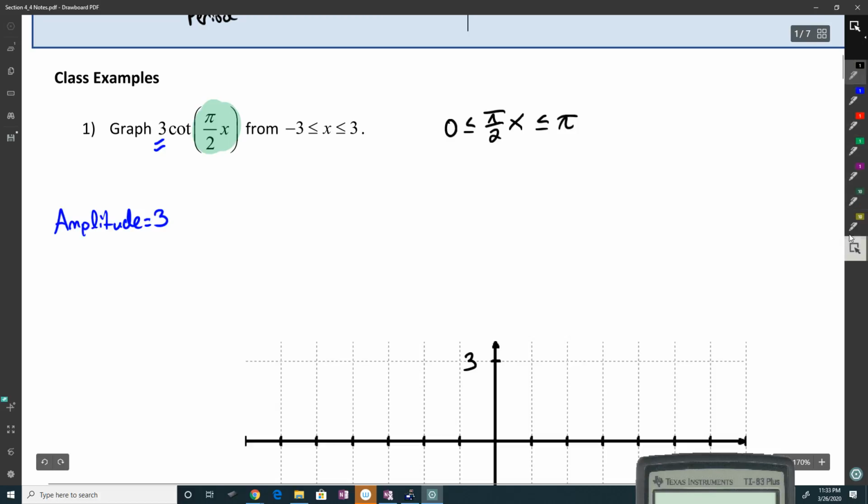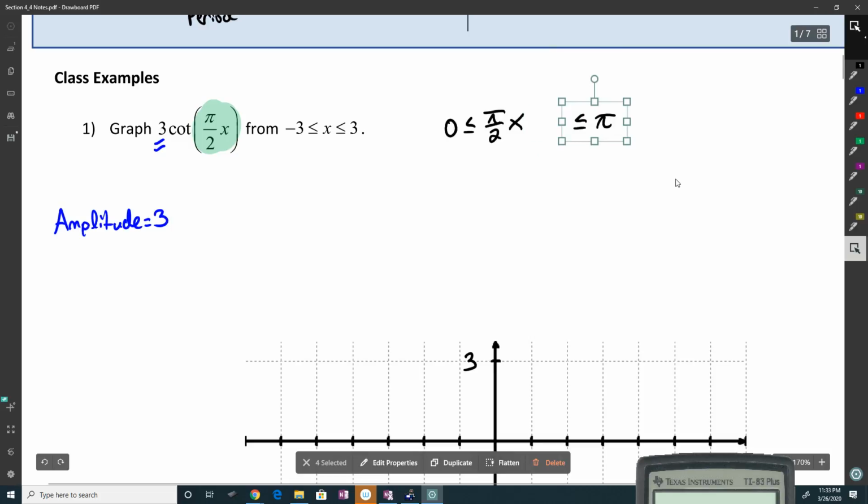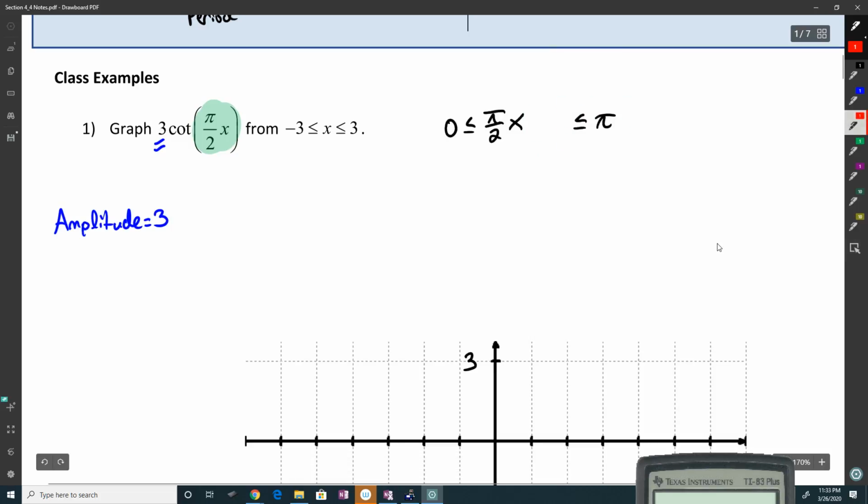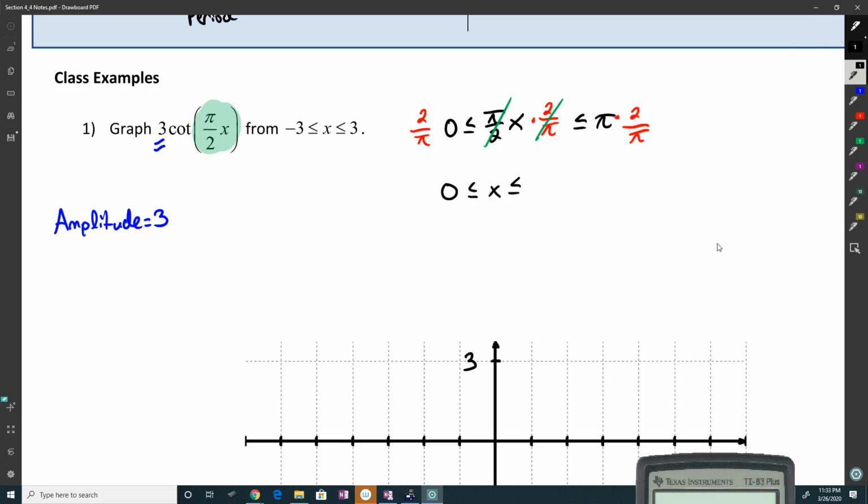I need to give myself some room, actually. My bad. Move that over there. What you're going to do is multiply by the reciprocal. So 2 over pi, 2 over pi, 2 over pi. Doing the math, 2 over pi times 0 is just 0. The pi over 2 and 2 over pi cancel each other out. And then pi times 2 over pi, the pi's cancel, and you're left with just 2.